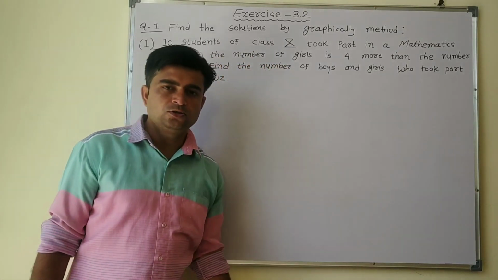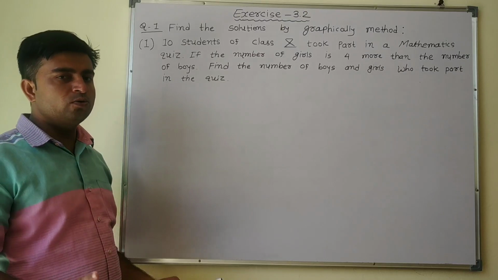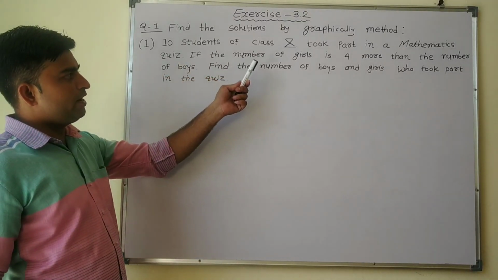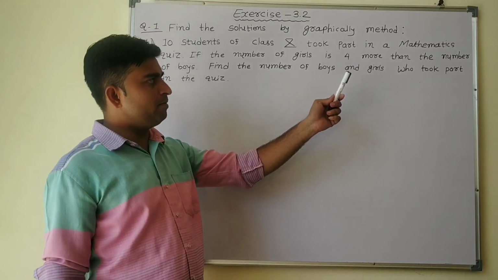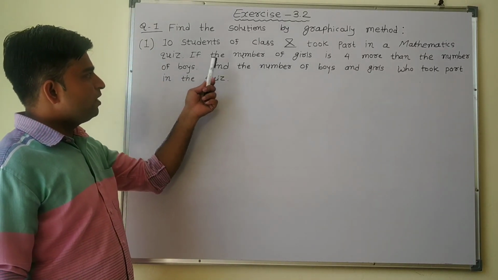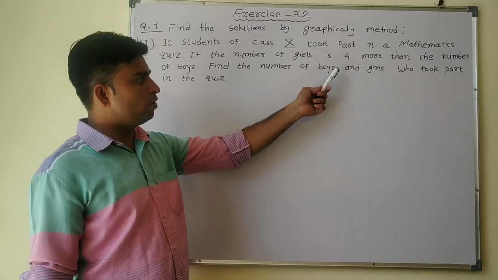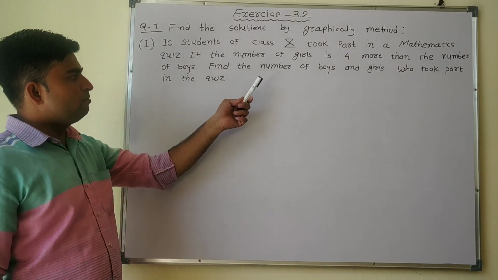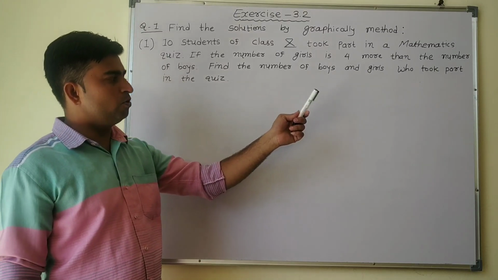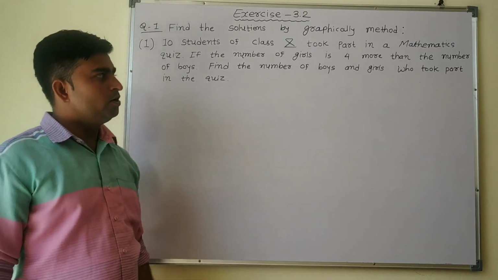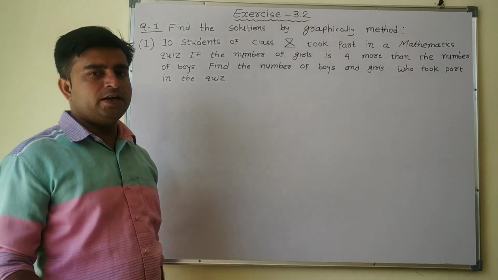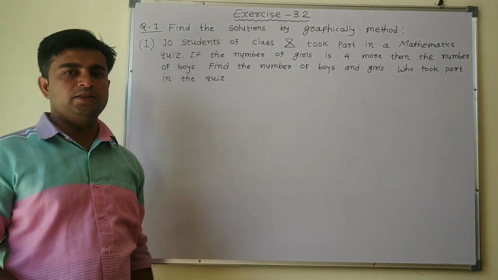In this video we are going to see exercise 3.2 question 1, find the solution by graphical method. In question 1, a total of 2 questions are given. First question: 10 students of class 10 took part in a mathematics quiz. If the number of girls is 4 more than the number of boys, find the number of boys and girls who took part in the quiz. So here we want to find the number of boys and the number of girls who took part in the quiz.